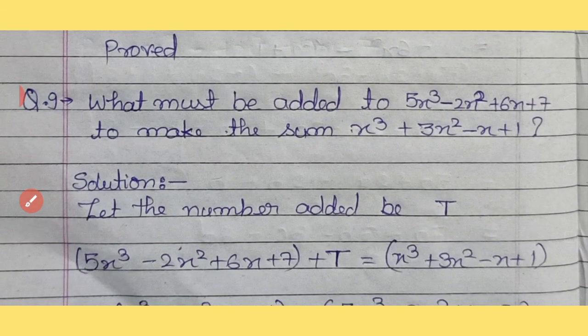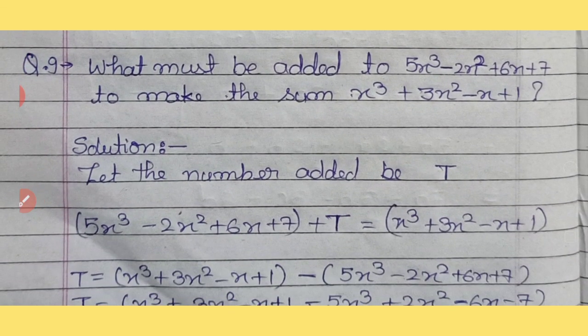Next question: what must be added? What should we add to 5x cube minus 2x square plus 6x plus 7 to make it x cube plus 3x square minus x plus 1? We don't know what number we should add to 5x cube minus 2x square plus 6x plus 7 to make it x cube plus 3x square minus x plus 1.